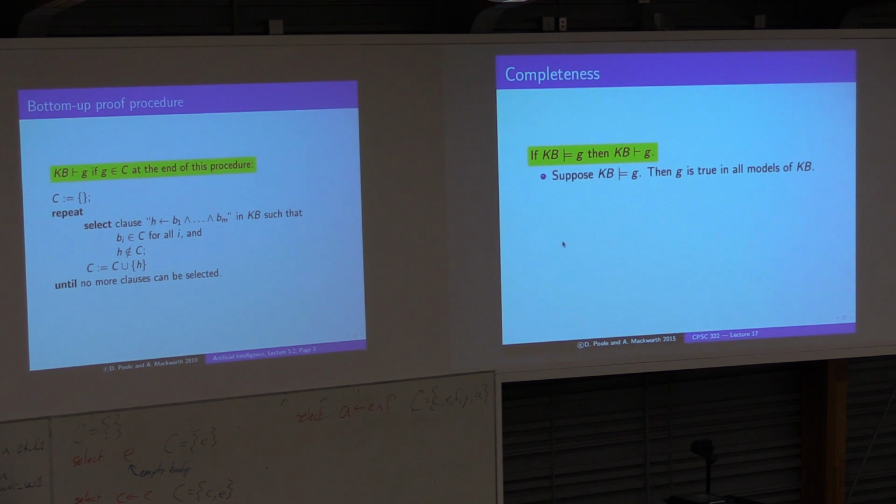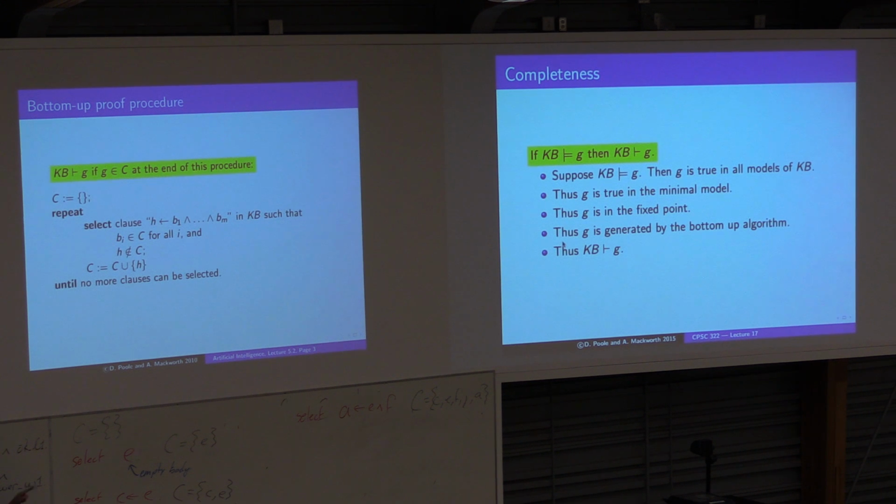So if G logically follows, then we can prove it. Suppose that the knowledge base logically entails G. Then G is true in all models of this knowledge base. Thus, G is true in the minimal model, because it's true in all models. And thus, G is in the fixed point. And the only way it can be in the fixed point is if it's generated by the bottom-up algorithm, and that way we can prove it. So it's both sound and complete.